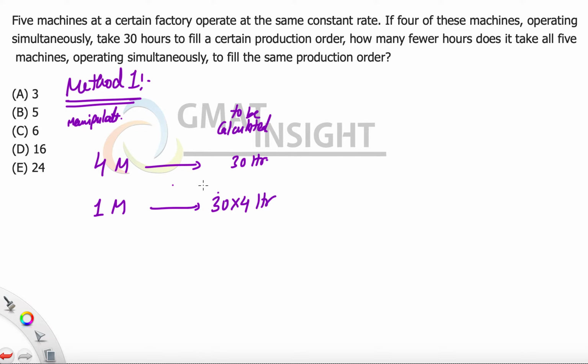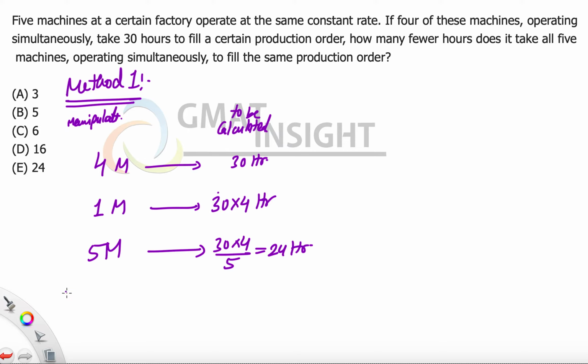Now this is one thing that we need to understand in the unitary method. If the number of machines decreases, the amount of time taken will increase, because the number of machines and the amount of time are inversely proportional. Now, instead of one machine, we need to use 5 machines. So 5 machines, when they are working together, the total number of hours will be 30 times 4 divided by 5, which is 24 hours.